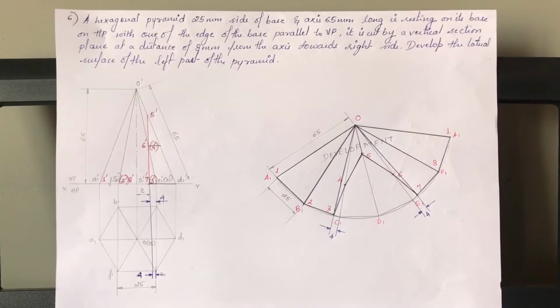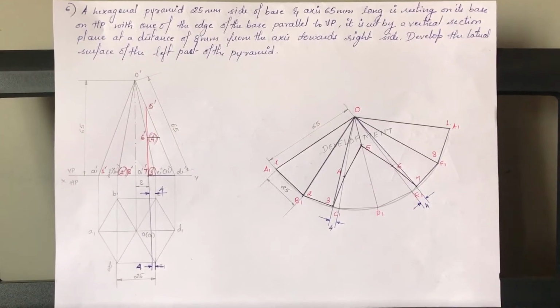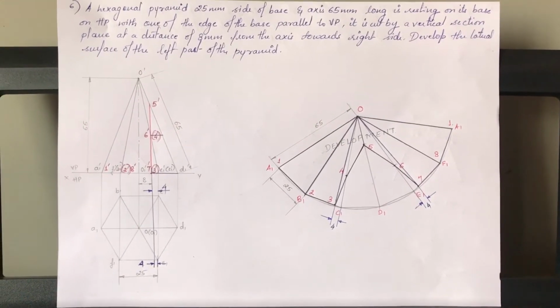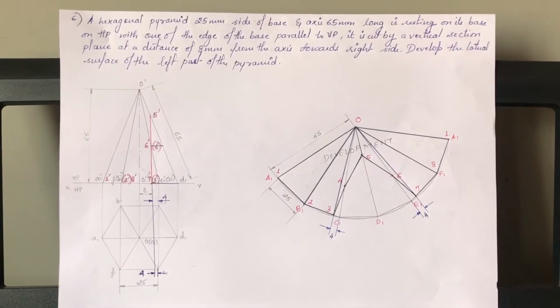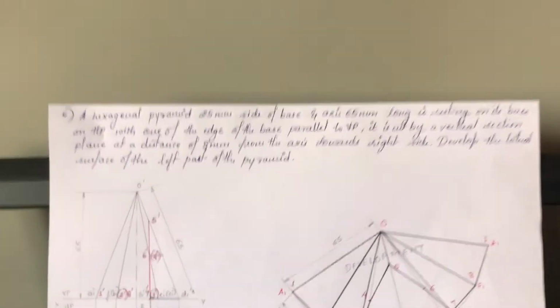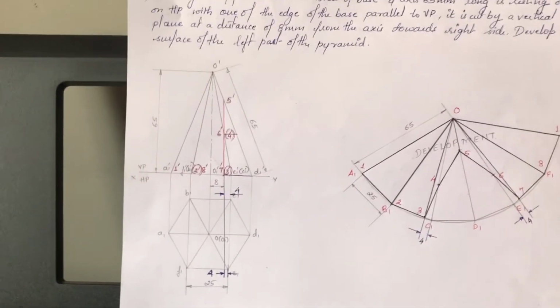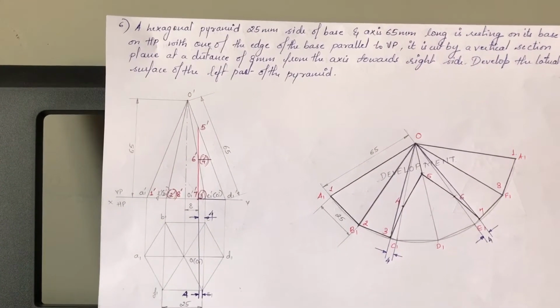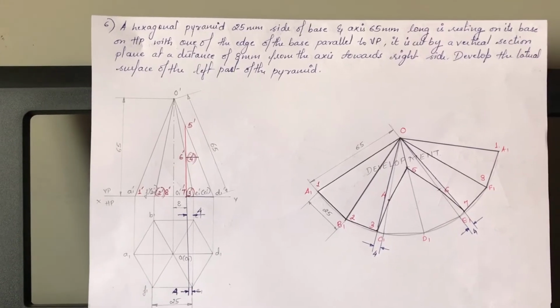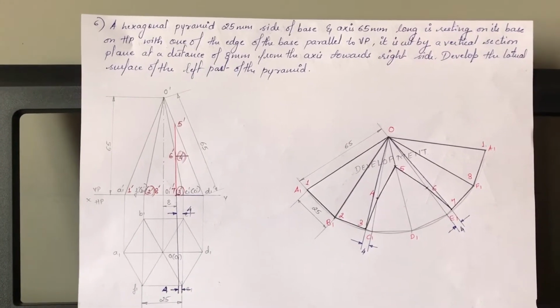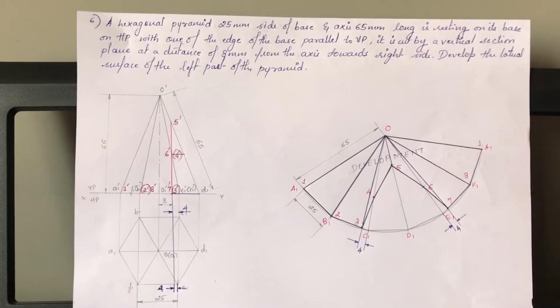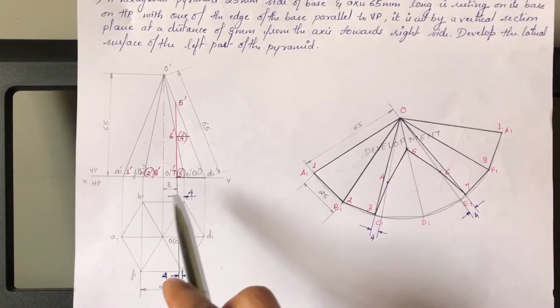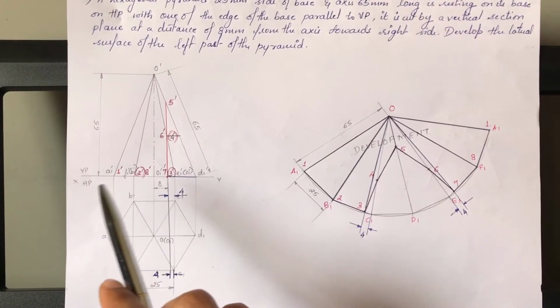So here you just need to pay a little more attention as to how the sectioning has to be done, on which side, and what has to be developed. So initially, to start with, it is a hexagonal pyramid which has base sides 25 mm and axis length 65 mm, and is resting on its base on HP with one of its edges of the base parallel to VP. So here you can see one of the edges of the base, that is BC, is parallel to VP.